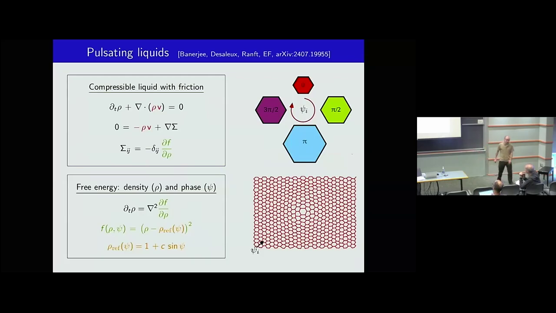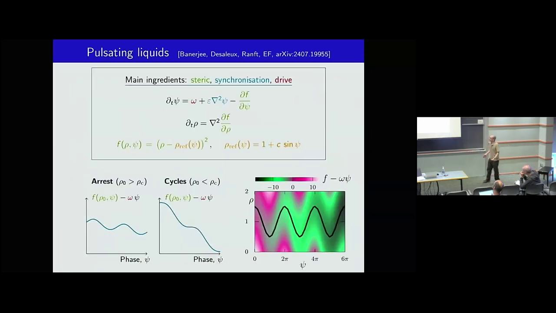Okay, so I still need to complement this equation with an equation for the phase. And I will do so again by assuming that there are three main ingredients. You need here a drive, the internal pulsation, then you need a synchronization, which will lead to homogenize the phase profile. And you need a mechanical feedback between phase and density here, which is written in terms of the same free energy as the one which appears in the density dynamics.